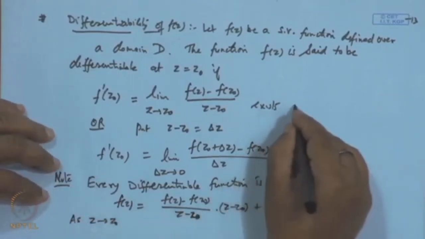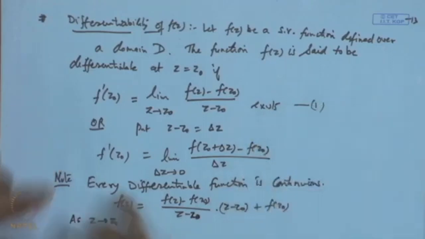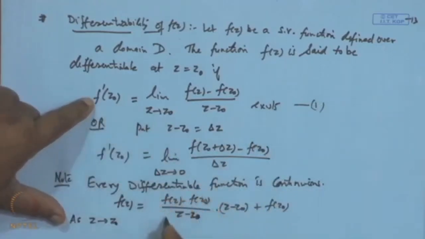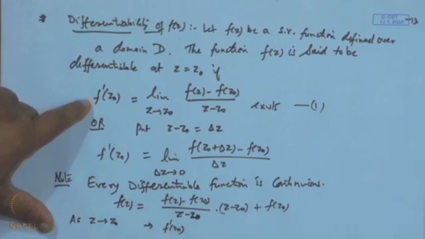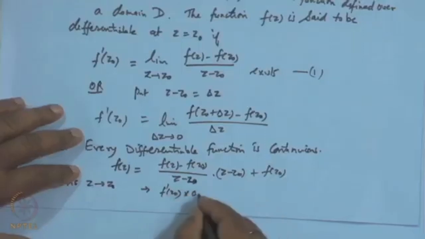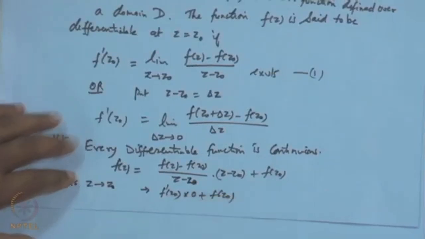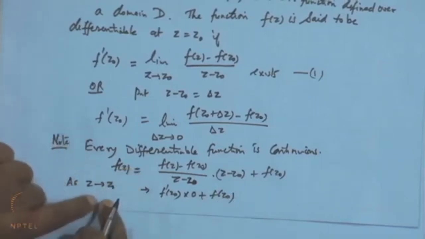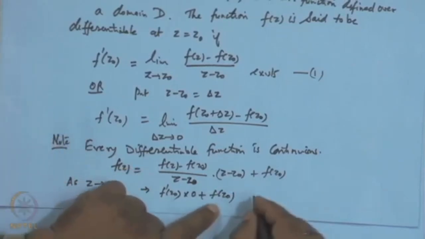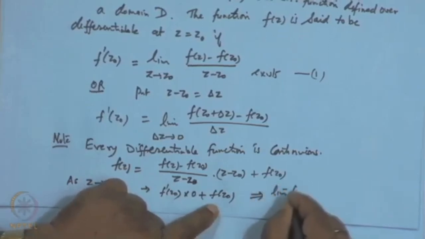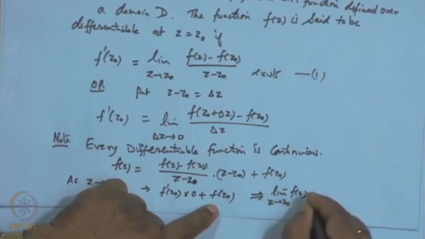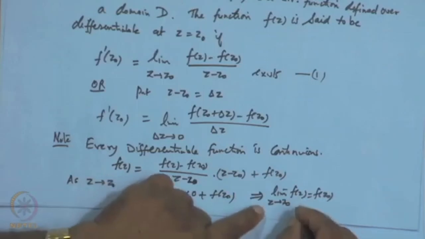the limit exists. So, the limit of the ratio (f(z) minus f(z naught)) over (z minus z naught) will come out to be f prime of z naught, which exists, and this multiplies with 0, then plus f(z naught). So, what you get? The limit of f(z) when z tends to z naught is f(z naught). Is it not the continuity condition? So, f is continuous.